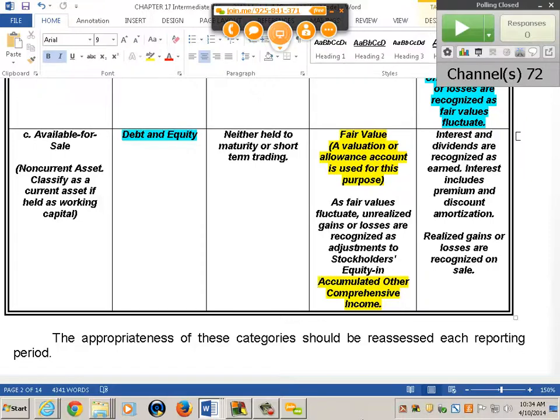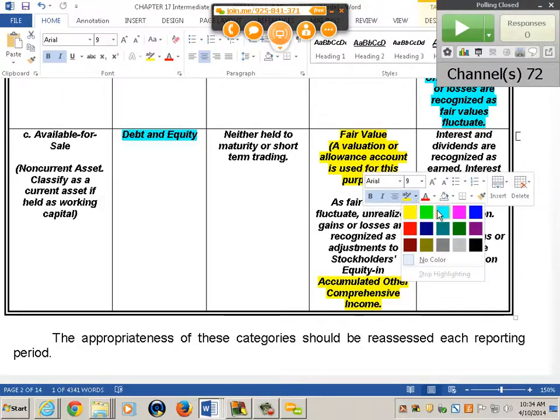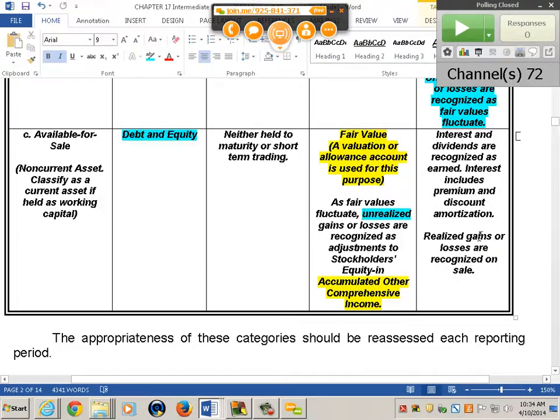Now, of course, interest and dividends are recognized as earned. You would amortize the premium and discount, and once again, realized gains. And again, over here, don't forget, let me make sure we get this terminology straight. These are your unrealized and realized gains on sale. Unrealized go into stockholders' equity. The realized gains and losses, of course, are going to go on to the income statement. So if you sell it, it goes into the income statement.